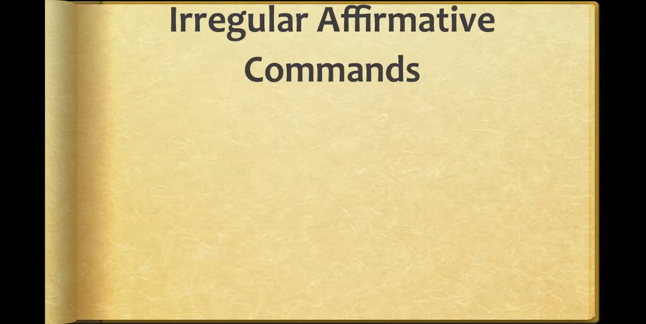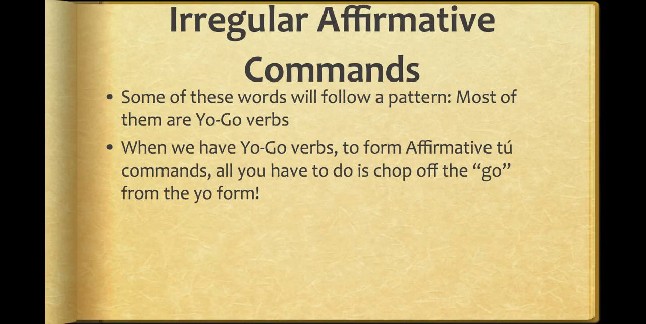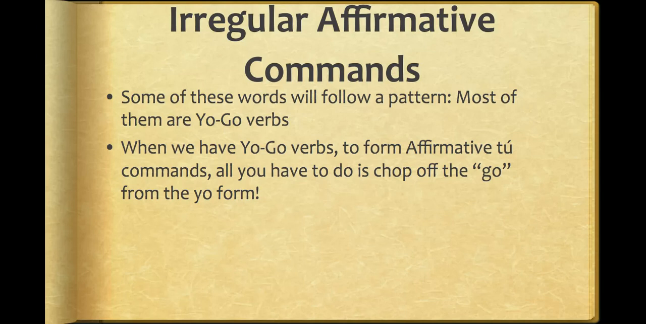As with everything in Spanish, of course, there are irregulars. So we do have some irregular affirmative commands. Some of these words will follow a pattern. Most of them are actually yo-go verbs. So again, from last chapter. When you have yo-go verbs, to form affirmative tú commands, all you do is chop off the go from the yo form. So for example, tengo, okay, the command is just ten.